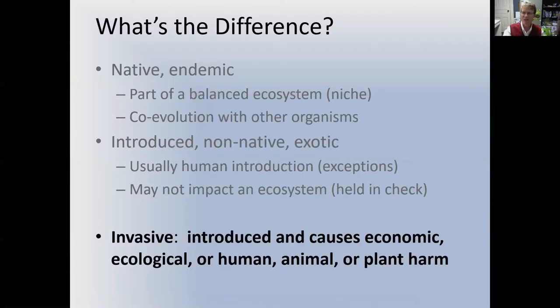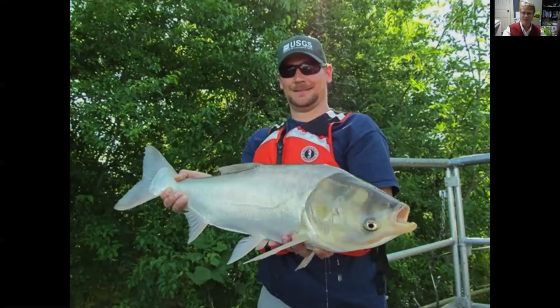Now the final term, invasive. An invasive species is one that actually causes harm, whether economic harm or harm to an ecosystem, even human harm. And an example of that might be the famous silver carp that has been terrorizing the Chicago area. We're keeping an eye on that and trying to figure out ways to control that before it gets into Lake Michigan.